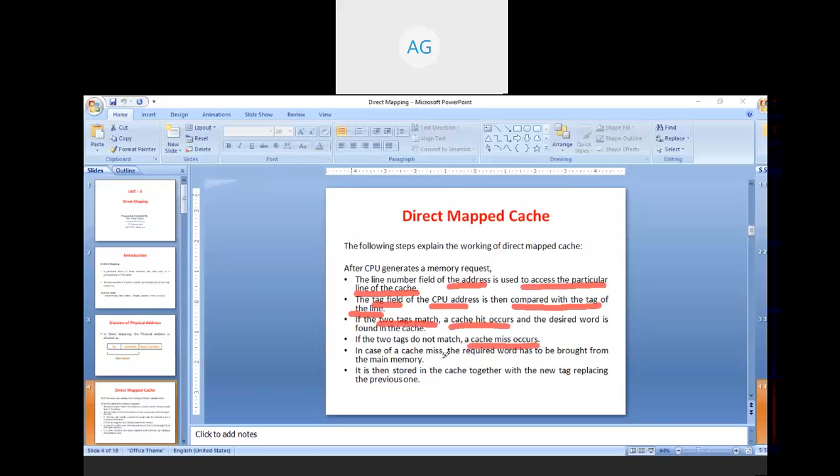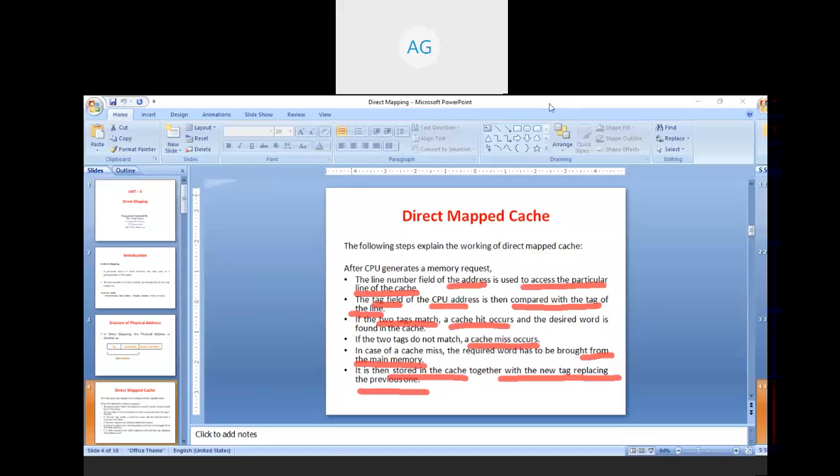In case of a cache miss, the required word has to be brought from the main memory. As we already discussed in our previous slides, if the word is not found in the cache, then we need to search for that word in the main memory and bring it from the main memory to the cache memory. This is known as the cache mapping technique. It is then stored in the cache together with the new tag, replacing the previous one. So these are some of the important points.